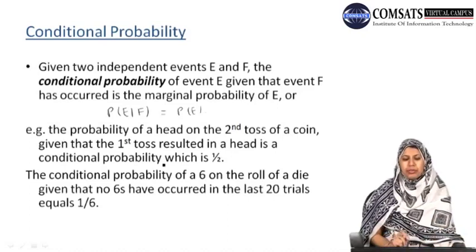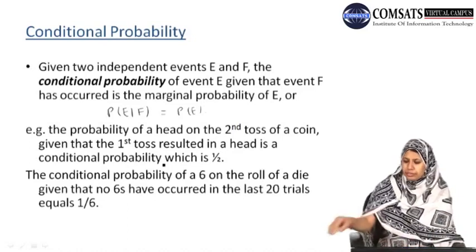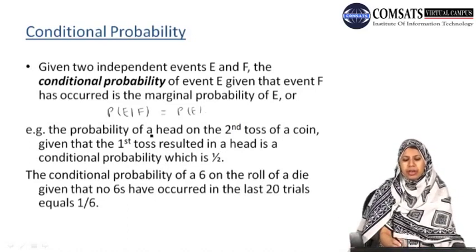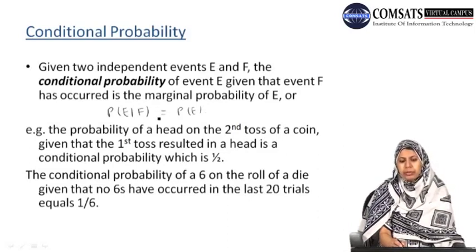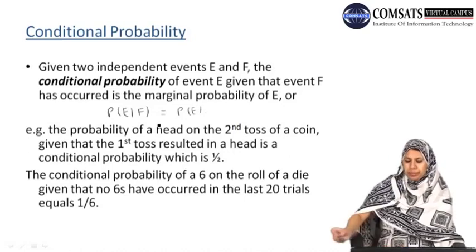Now this is the formula for defining the conditional probability when the events are independent. That is, events E and F are independent, and to find the probability of the event E, given that the event F has occurred, will not play any role in finding the probability of the event E, and we will simply find the marginal probability of the event E.